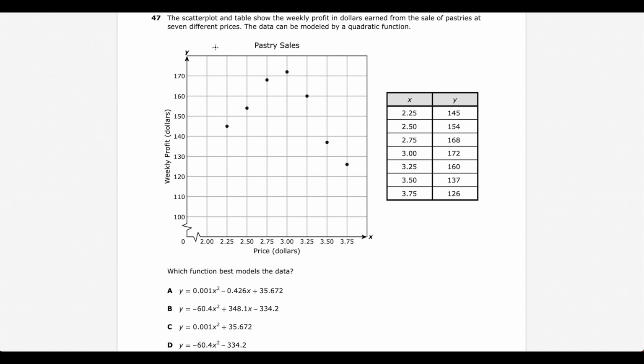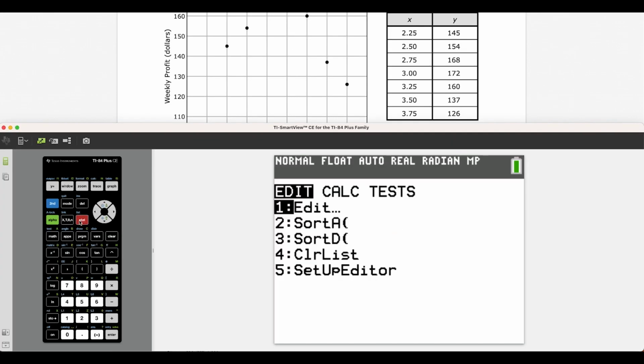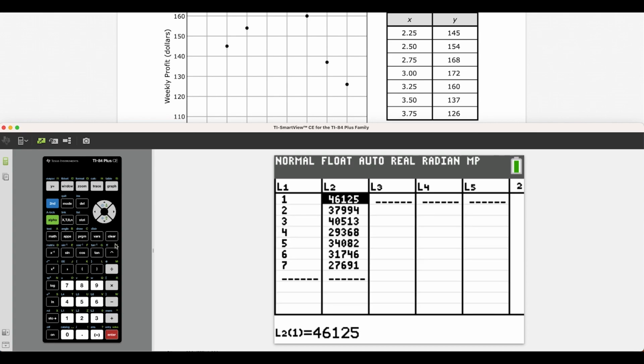Question 47, we have a scatter plot about pastries, and here's the table of values. Which function best models the data? This is all calculator work. So go over to stats, go to edit, and then we're going to write our x and y values in the table.